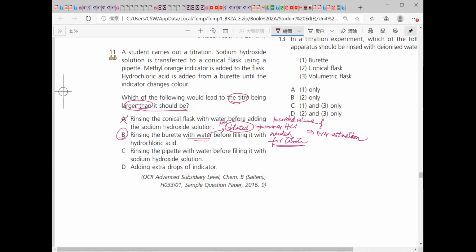How about C? Rinsing the pipette with water before filling it with the sodium hydroxide solution. What is the effect? Underestimation. Why?